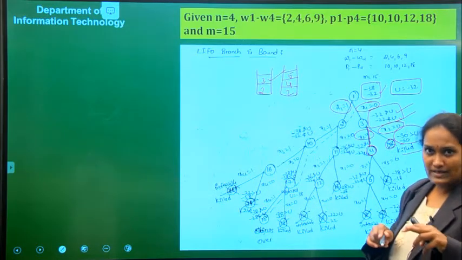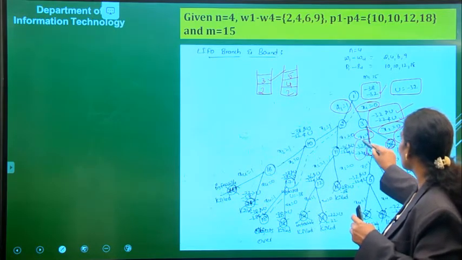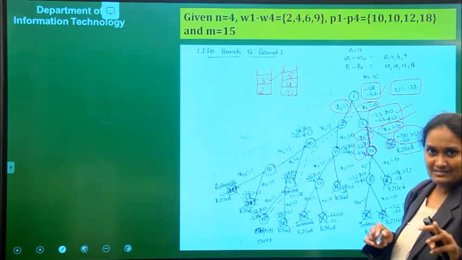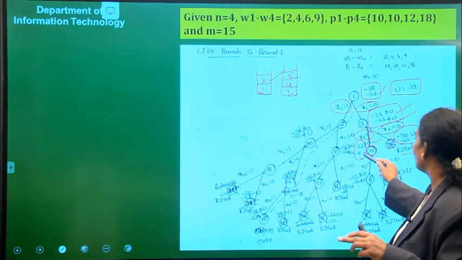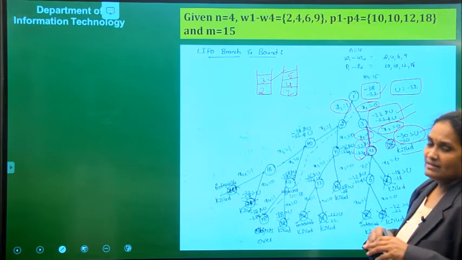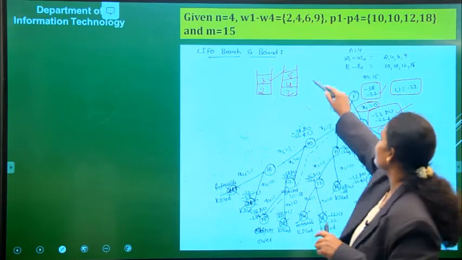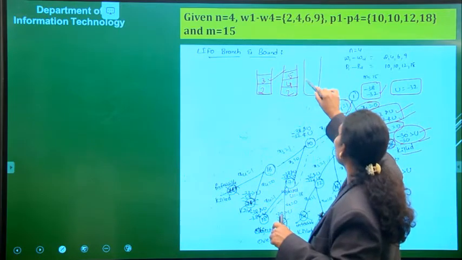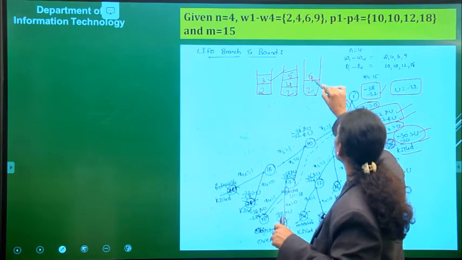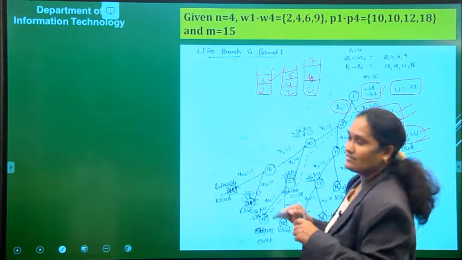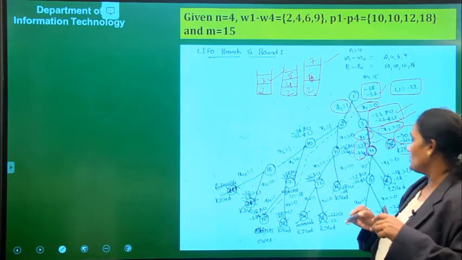Now at 4, what is the path? x1 = 0, x2 = 1. By considering those two values, the boundary values are minus 32, minus 22. Minus 32 is not greater than upper, and minus 22 is not less than upper. So we can expand 4. By expanding 4, we get nodes 6 and 7. Now 4 has come out, so the stack becomes 2, 6, 7. Which node is to be observed first? 7 is to be observed first.